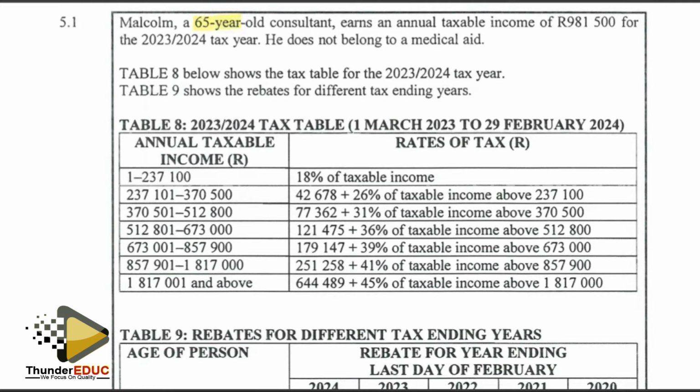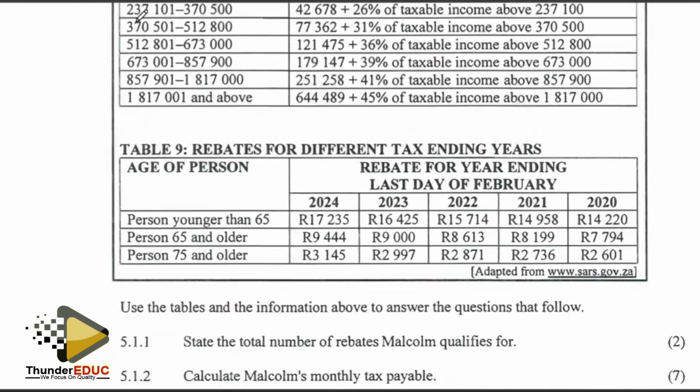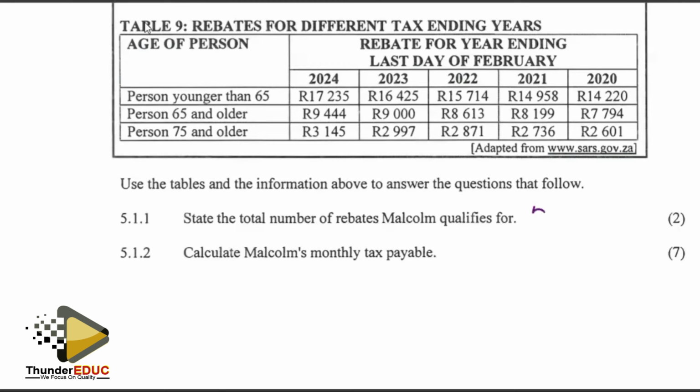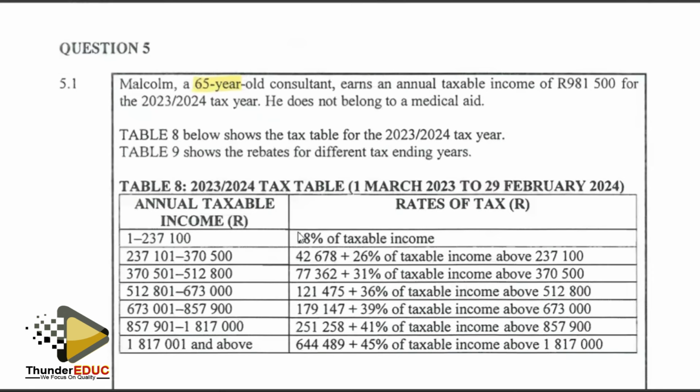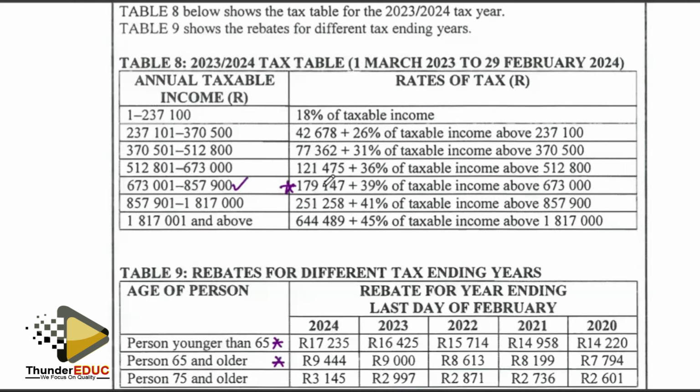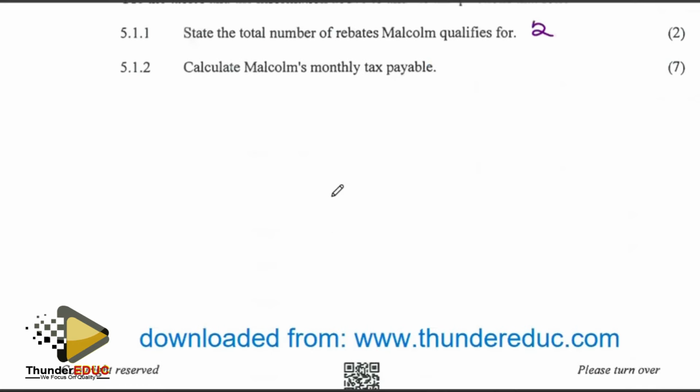So it's 65. Simply meaning he qualifies for 2 rebates, primary and secondary. Calculate Malcolm's monthly tax payable. All right, we go here and we see he gets this. And which bracket does it belong to? It belongs to this bracket here. So we shall write this on the side. We shall use this formula here.